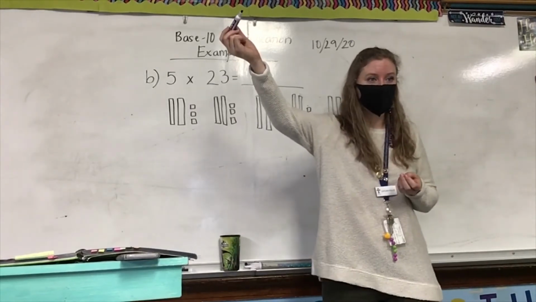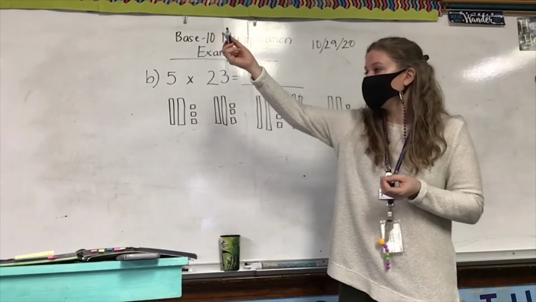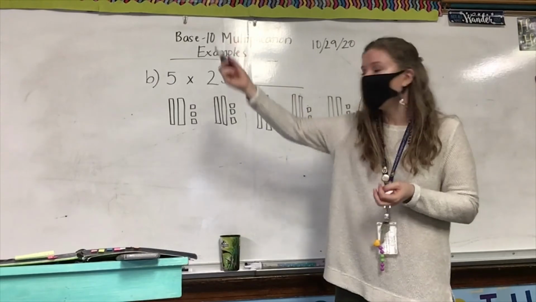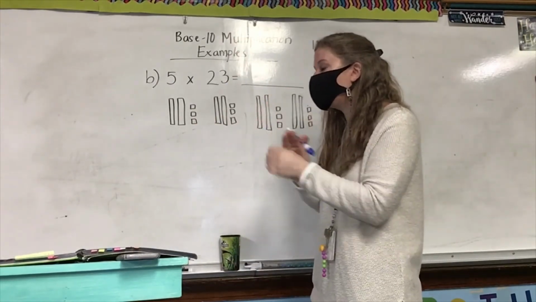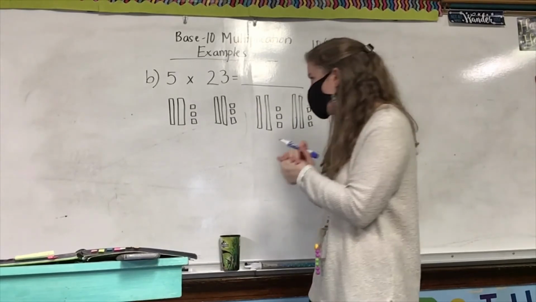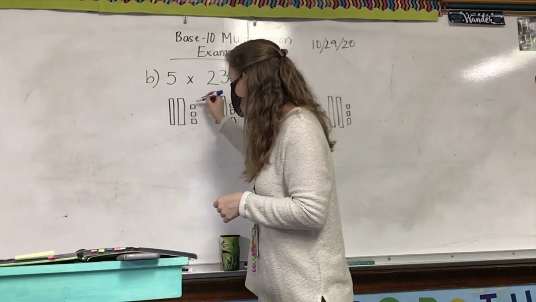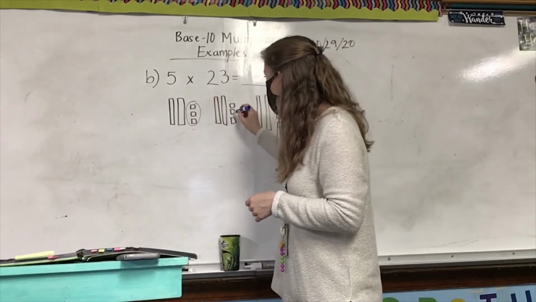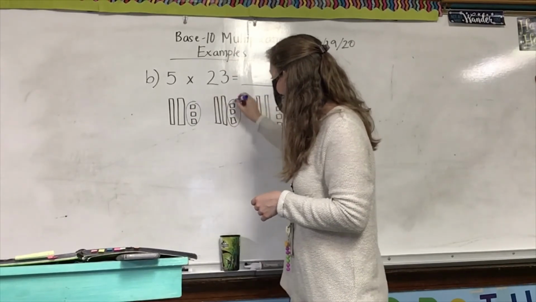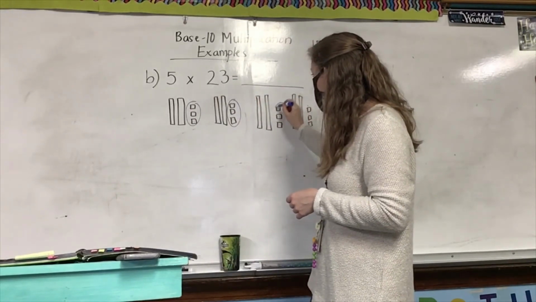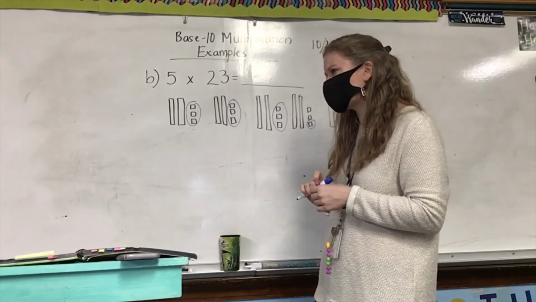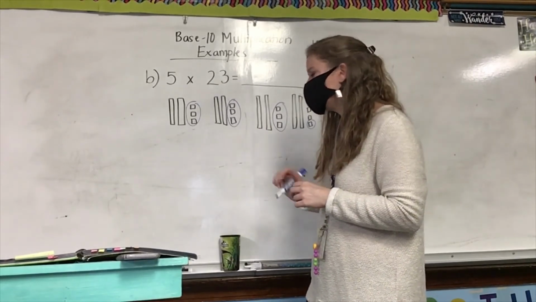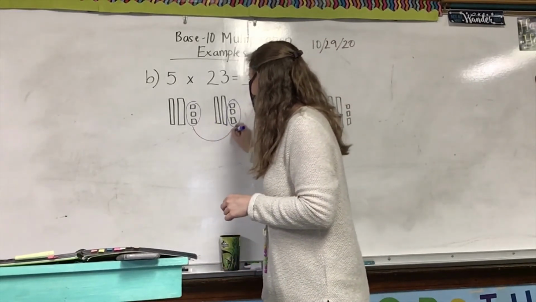Regroup. So I'm going to take my other color. In this case, I have blue. I'm going to circle how many ones? 10. 1, 2, 3, 4, 5, 6, 7, 8, 9, and 10. And what am I going to do with those 10 ones? I'm going to turn them into another 10 rod.